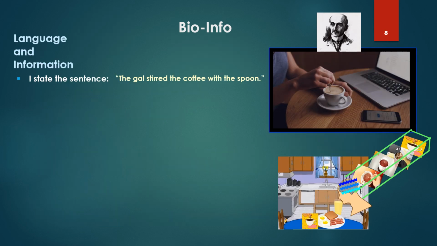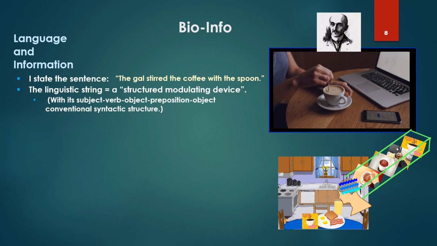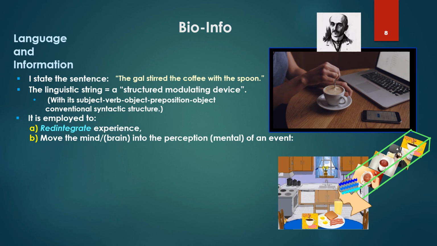Let's follow this through. I state the sentence. The gal stirred the coffee with a spoon. The linguistic string we can call a structured modulating device. Structured modulating means with its word or subject, verb, object, preposition, object, in this case, conventional syntactic structure. Stirred the coffee with the object, a spoon. It is employed to firstly redintegrate experience.